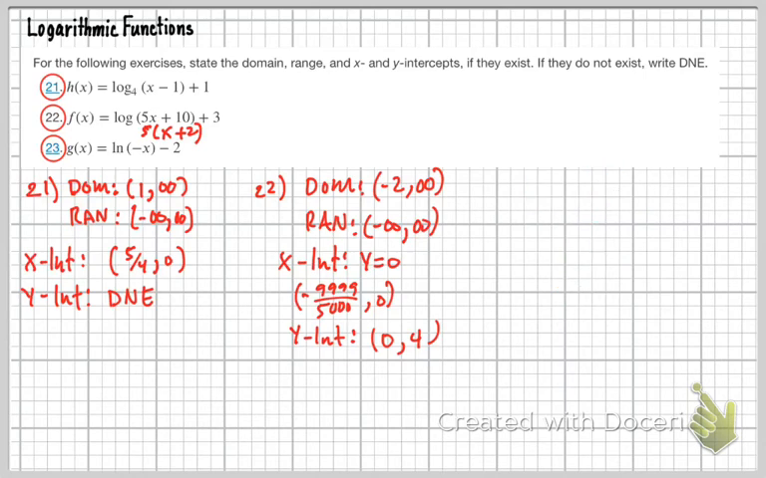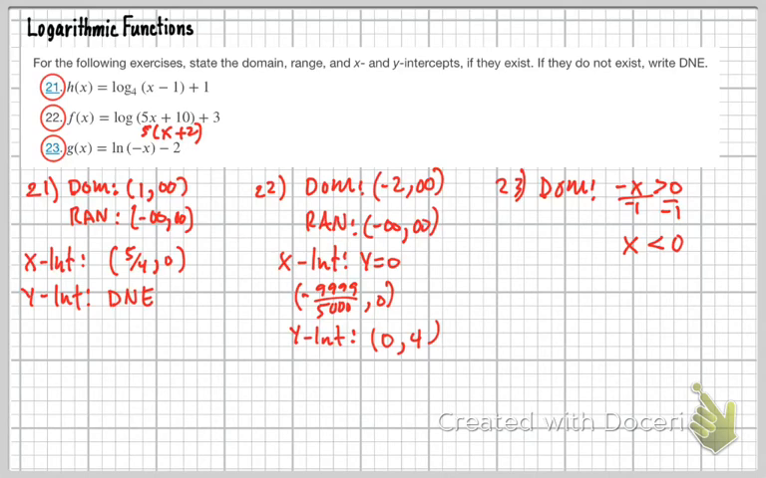Okay. So now let's move to the last one, 23. So 23 here is g of x equals ln of negative x minus 2. So again, we start with the domain, and that's all possible x values. So it's where negative x is greater than 0. And then what I get is x has to be greater than 0? Not quite. I would have to divide by a negative, and when I divide by a negative, I have to flip my inequality. So when I divide by a negative 1, it flips my inequality. I get x less than 0.